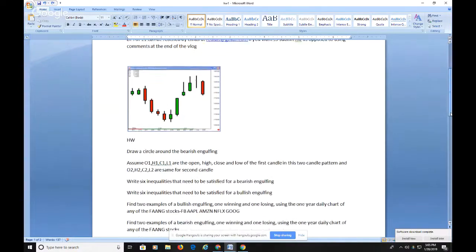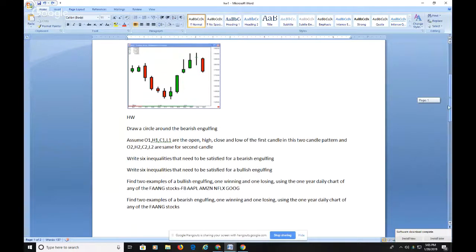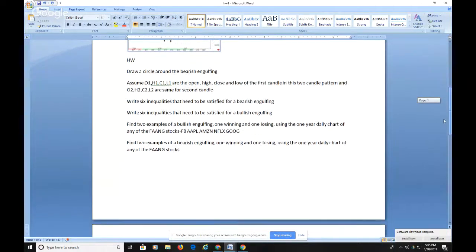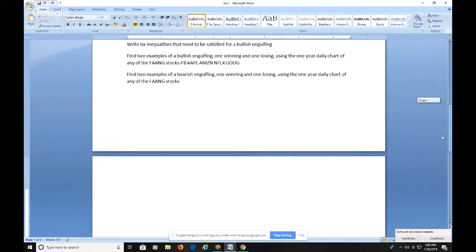I did give some homework. I said, please draw a circle around the bearish engulfing. Those of you who missed that, this would be the answer. And then I said to mathematize the engulfing by writing inequalities that need to be satisfied for each of the engulfings, bullish and bearish. So we'll elaborate some more in the review by looking at pictures of actual engulfings, looking at charts.